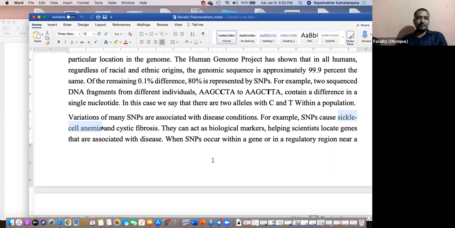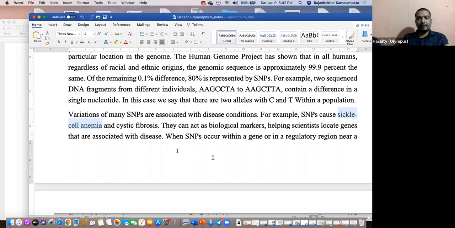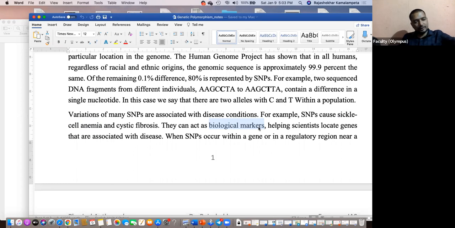Okay, sickle cell anemia and cystic fibrosis are examples of genetic diseases. So in the case of genetic diseases, sometimes we come across what is called biological markers or genetic markers. Have you heard this term, biological markers or genetic markers? We have a dedicated unit on this, 9.6, age, sex and population variations as genetic markers. So marker means a reference point.